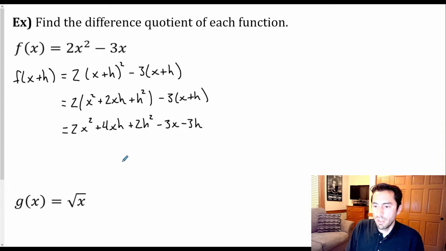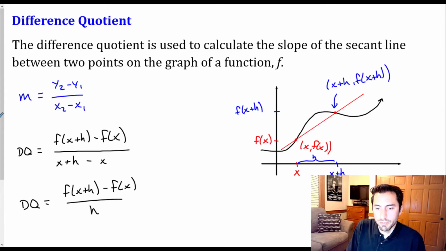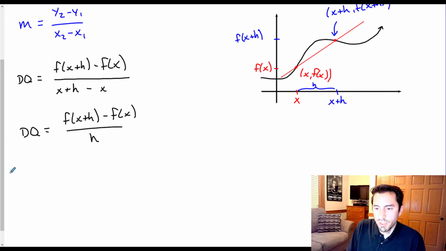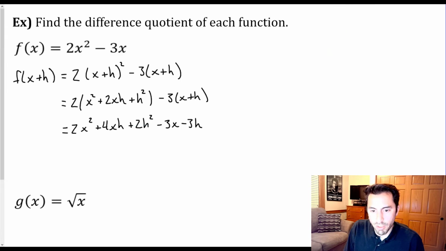Okay, so now that I've figured that out, now we can plug everything into our difference quotient. So if I flip back here, my difference quotient is the expression for f of x plus h. We'll subtract the expression for f of x, which is what we started with, so we already know that, and then we'll divide by h. So for the first one, my difference quotient, I think I'm going to need a little more room.